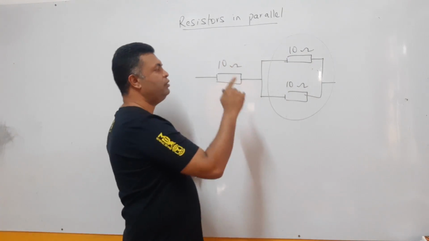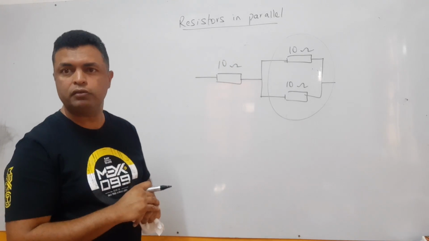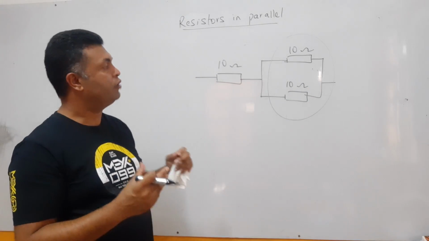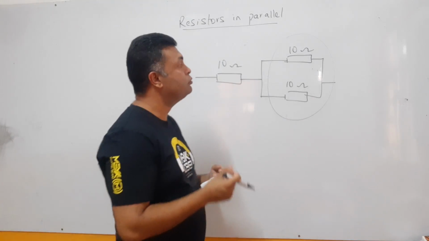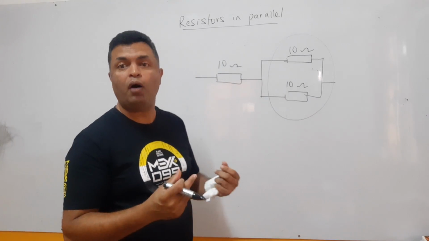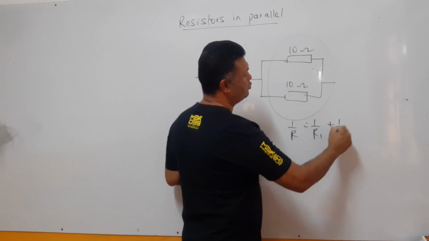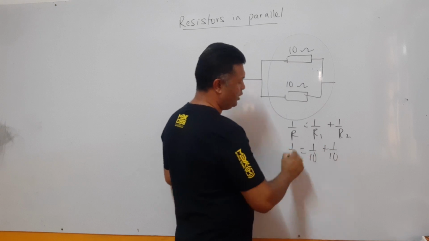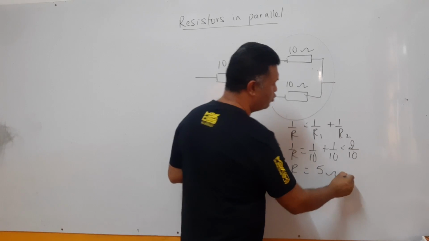For example, 10, 10 in parallel. I've just shown to you. If you have two identical resistors, 10 and 10 ohm, they are in parallel, the answer will be 5. 10 divided by 2. But I have to show in my calculation how it is done. So 1 over R equal to 1 over R1 plus 1 over R2. This makes me 1 over 10 plus 1 over 10. This gives me 2 over 10. R equal to 5 ohm.